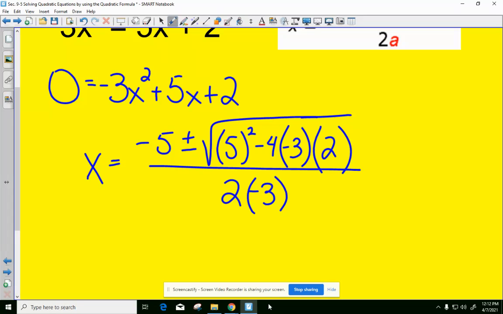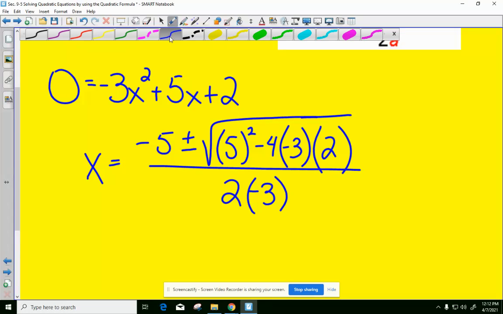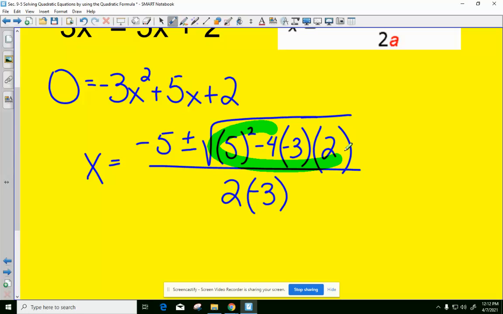Where do you start? I don't care if you're with me right now or if you're moving ahead. Where do you start? In the square root. So I'm going to highlight that same piece that we highlighted the last time. That's the part that I need to get an answer to first. Some of you are going to grab your calculator, type it all in in one fell swoop, hit enter, and hope. Right? Let's be careful and make sure that what I have is what I'm actually supposed to have.